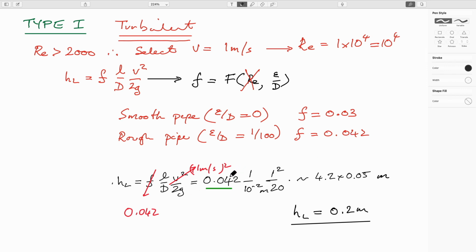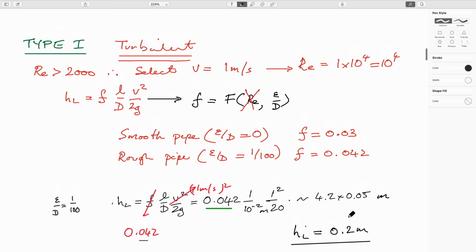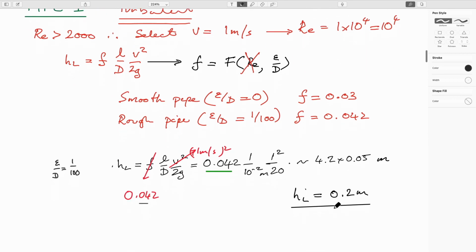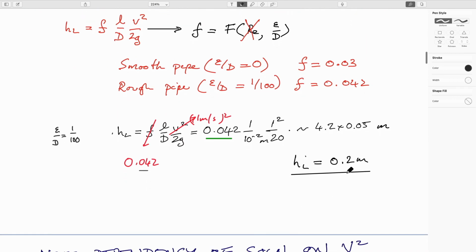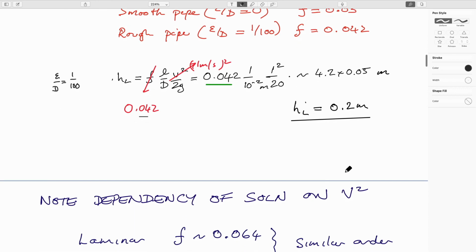And if we throw these in, this is for the pipe with the roughness of 1 over 100, hence this term here. We end up with a head loss which, instead of being 3 millimeters, is 200 millimeters, right? 0.2 of a meter. So 3 millimeters versus 0.2 of a meter. As we get higher flow rates, probably not surprising that since the resistance is proportional to the velocity squared, it goes up some.